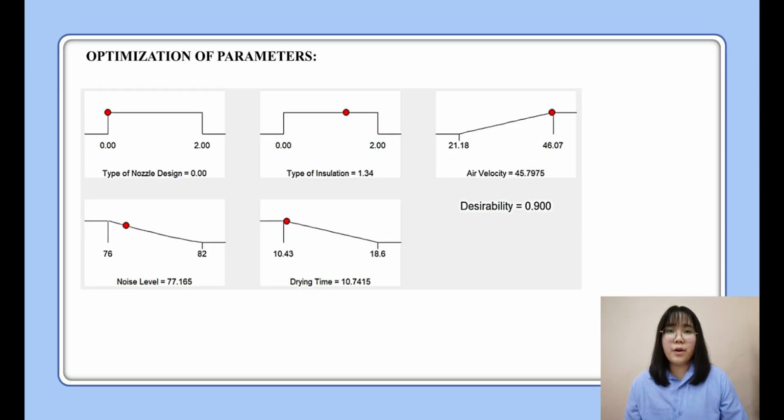Figure above shows the ramp function graph in order to achieve the requirements for maximum air velocity, minimum noise level, and minimum drying time. The upward slope for the air velocity indicates the desired response at the maximum value, whereas the downward slope for both the noise level and drying time indicates the desired response at the minimum value. The type of nozzle design 0 and the type of insulation 1.34 produce the highest air velocity, lowest noise level, and drying time with the desirability of 0.9.